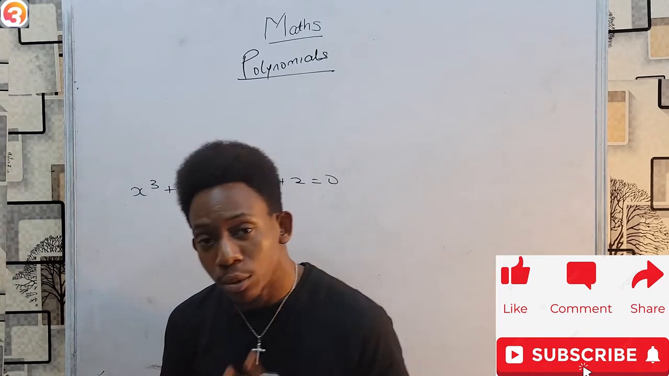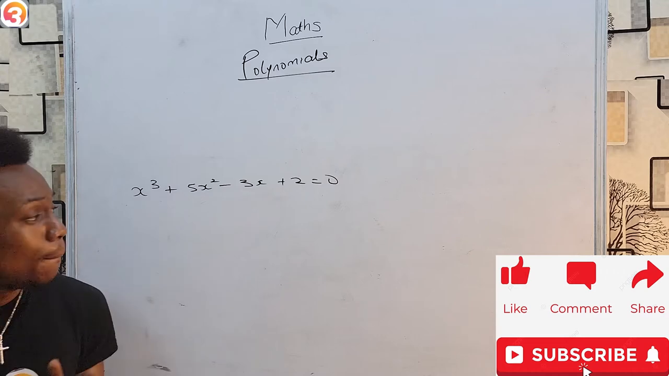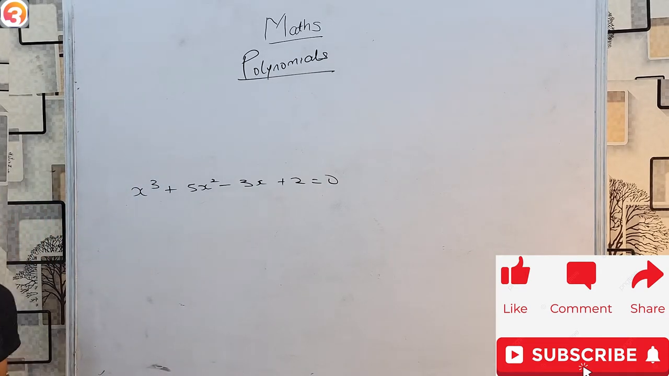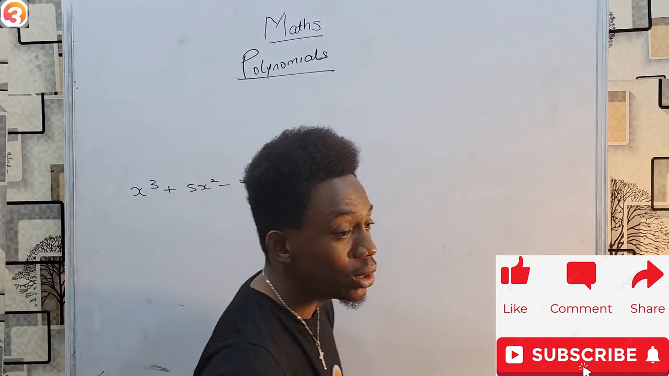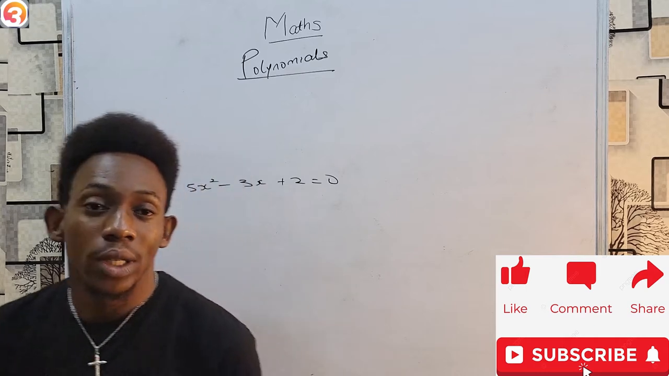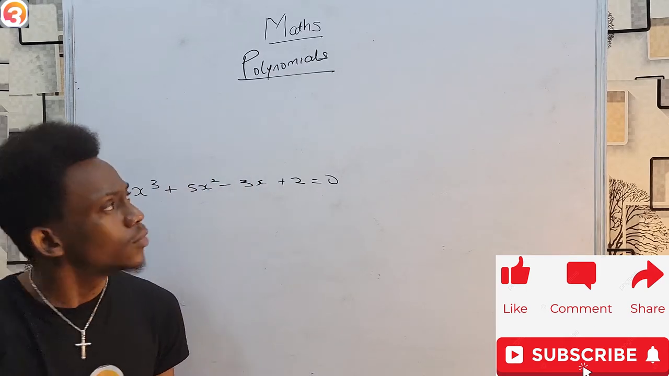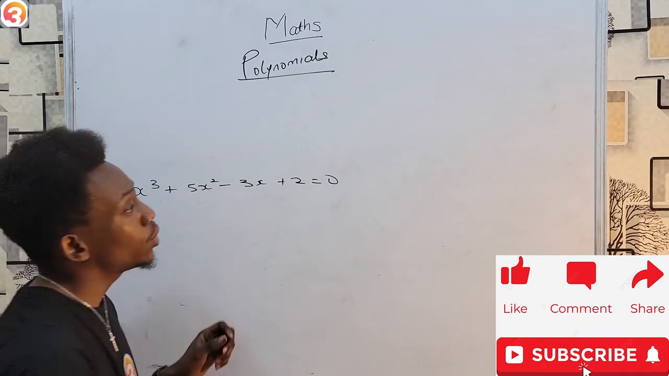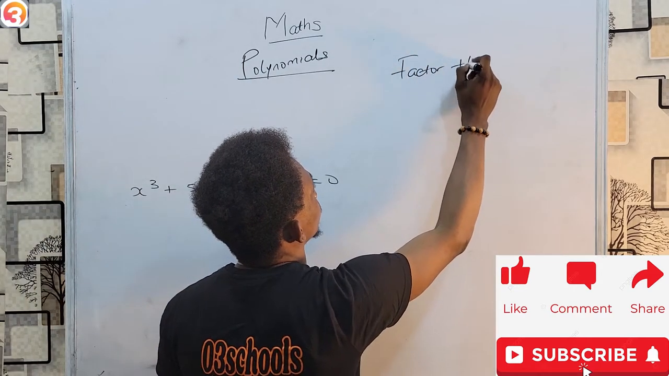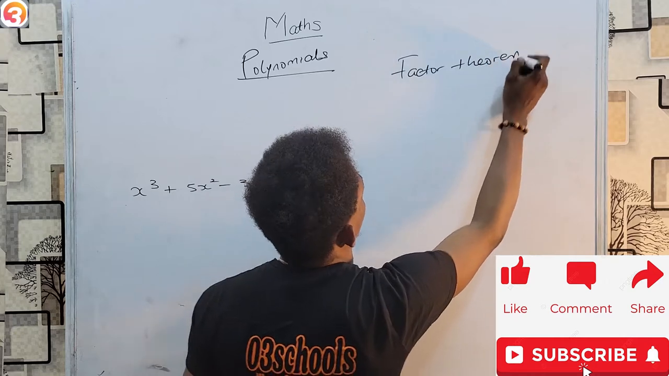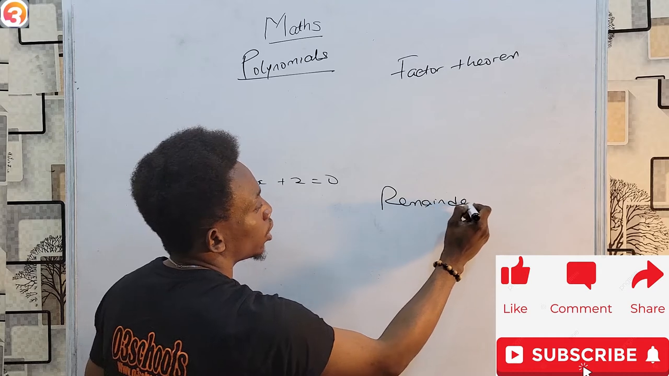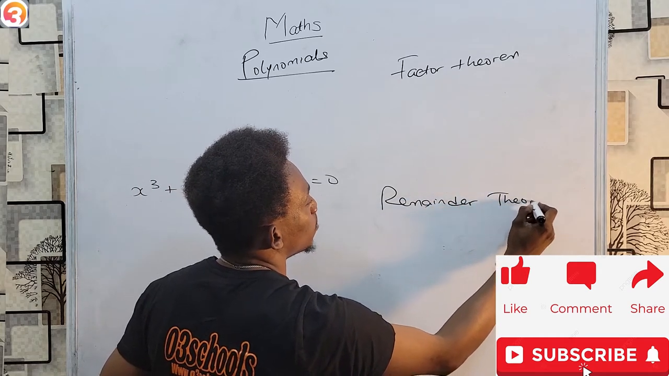So we find the root of a polynomial. We start by using trial and error method, which of course we shall see when we solve examples. And then that will help us reduce it by dividing into the quadratic equation, which can then be solved. And this trial and error method will make use of something known as the factor theorem. Now, there's a factor theorem, and there's also one called a remainder theorem.